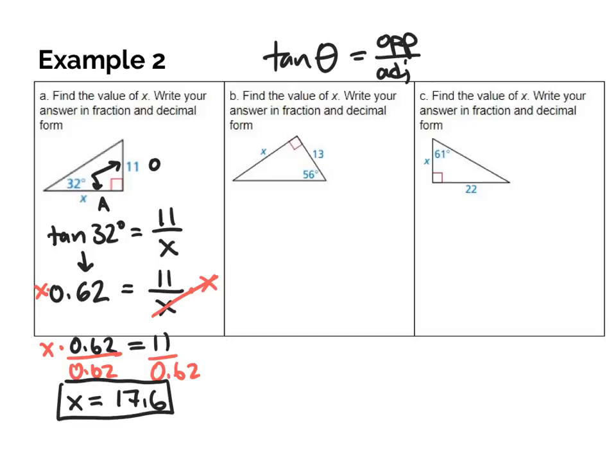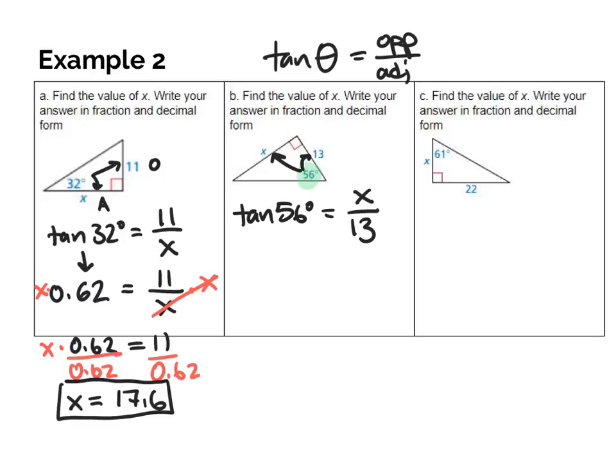Same thing in the second example. Here's my angle, 56. So tangent is going to relate that to the opposite side. Sorry about that. The opposite side would be x. The adjacent side would be 13. So when I write this out, the tangent of my angle, 56 degrees, is going to equal the ratio of the opposite, which is x, to the adjacent side, which is 13.